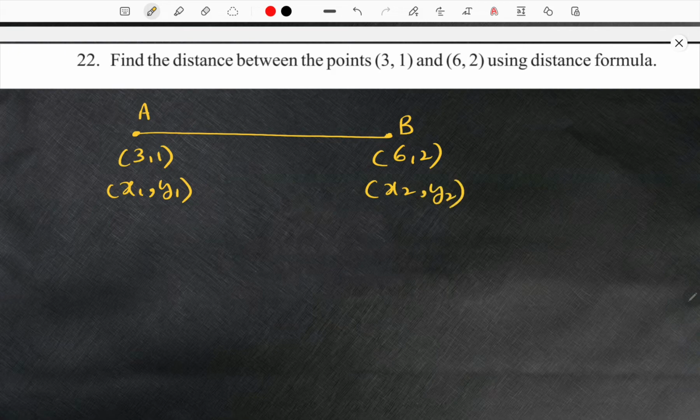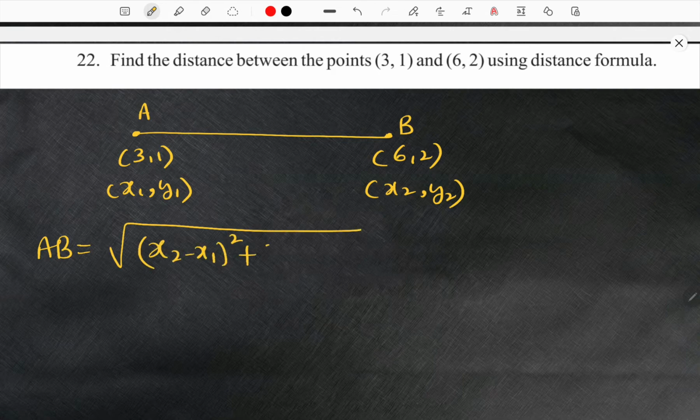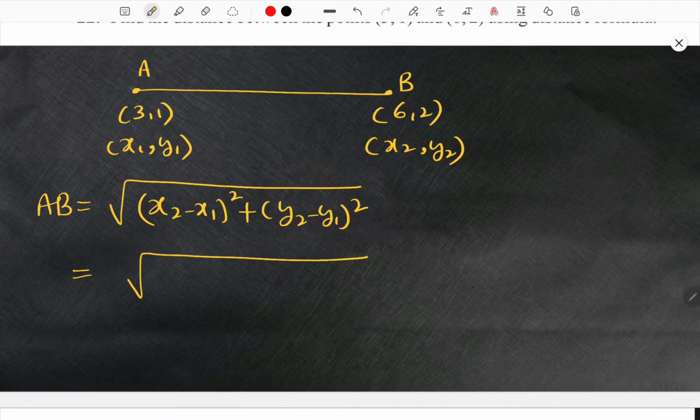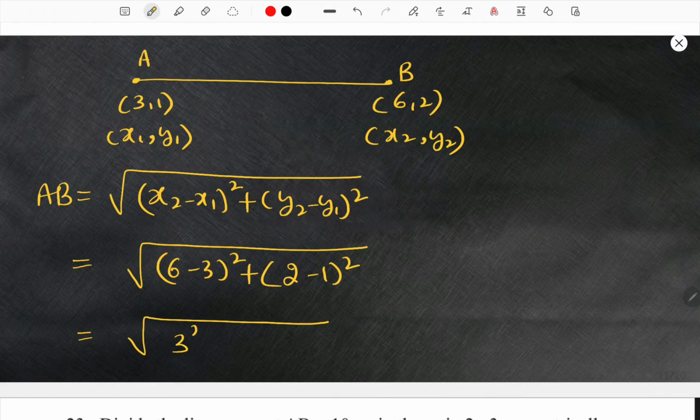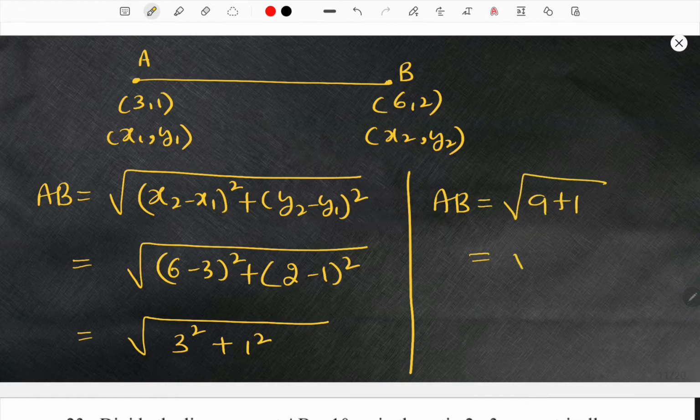What is this 6, 2? x2, y2. Then we will have AB is equal to under root x2 minus x1 whole square plus y2 minus y1 whole square. That is equal to under root 6 minus 3 whole square plus 2 minus 1 whole square, and that is equal to under root 3 square plus 1 square. So AB is equal to under root 9 plus 1, which is under root 10 units.